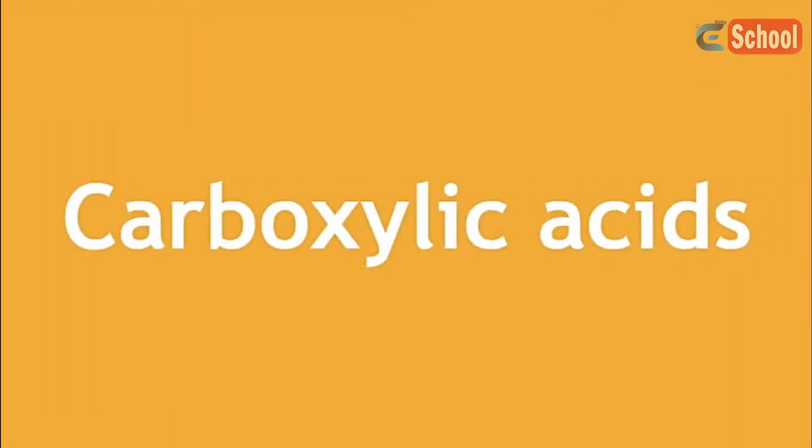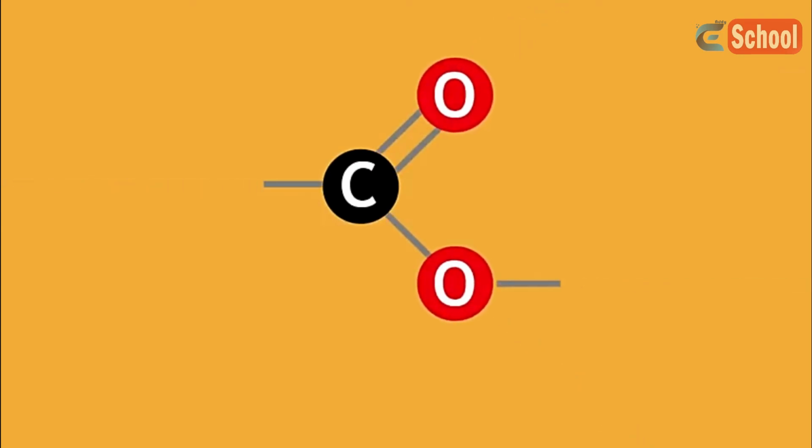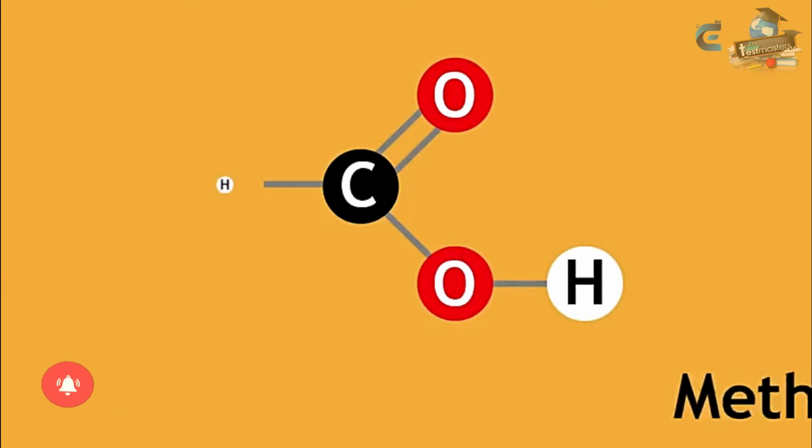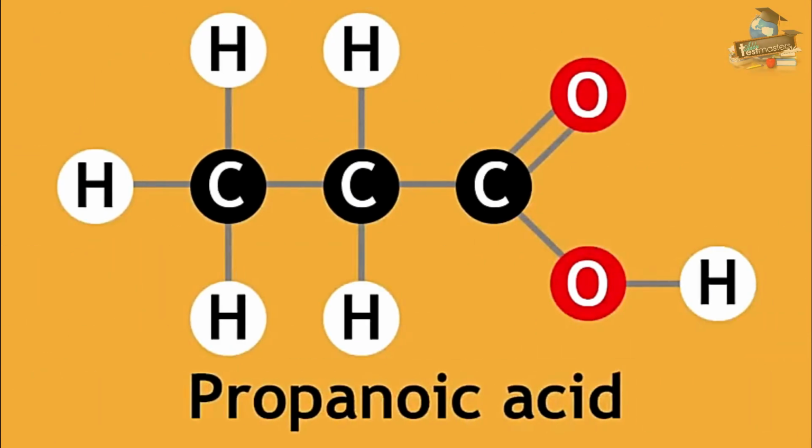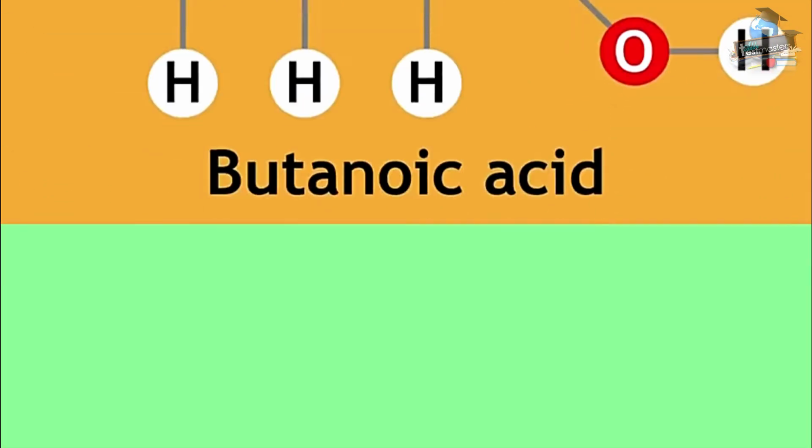Carboxylic acids are another example of a functional group. This is the functional group for a carboxylic acid and gives an organic molecule the name oic acid. Methanoic acid, ethanoic acid, propanoic acid and butanoic acid.